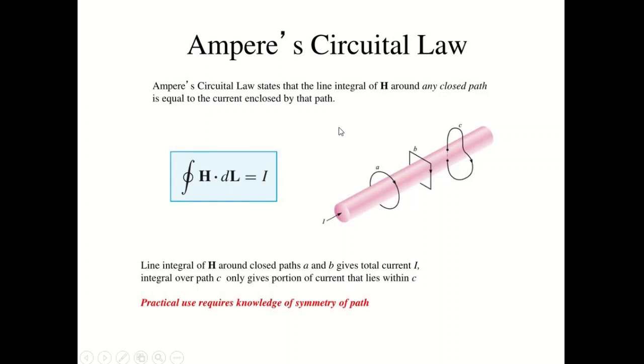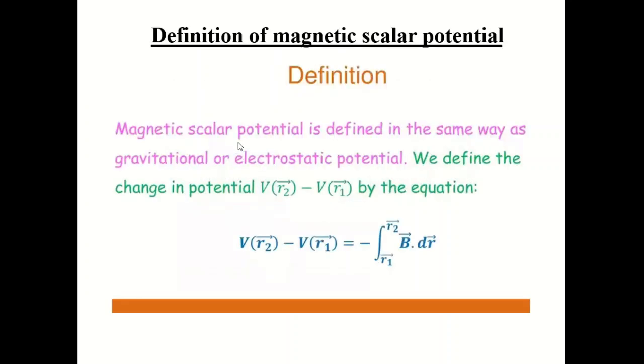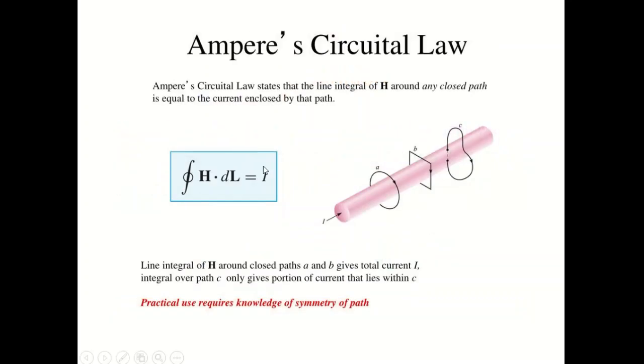So by Ampere's circuital law, what we can get is nothing but the total current around any closed path by the line integration of the magnetic intensity H. This is about Ampere's circuital law.